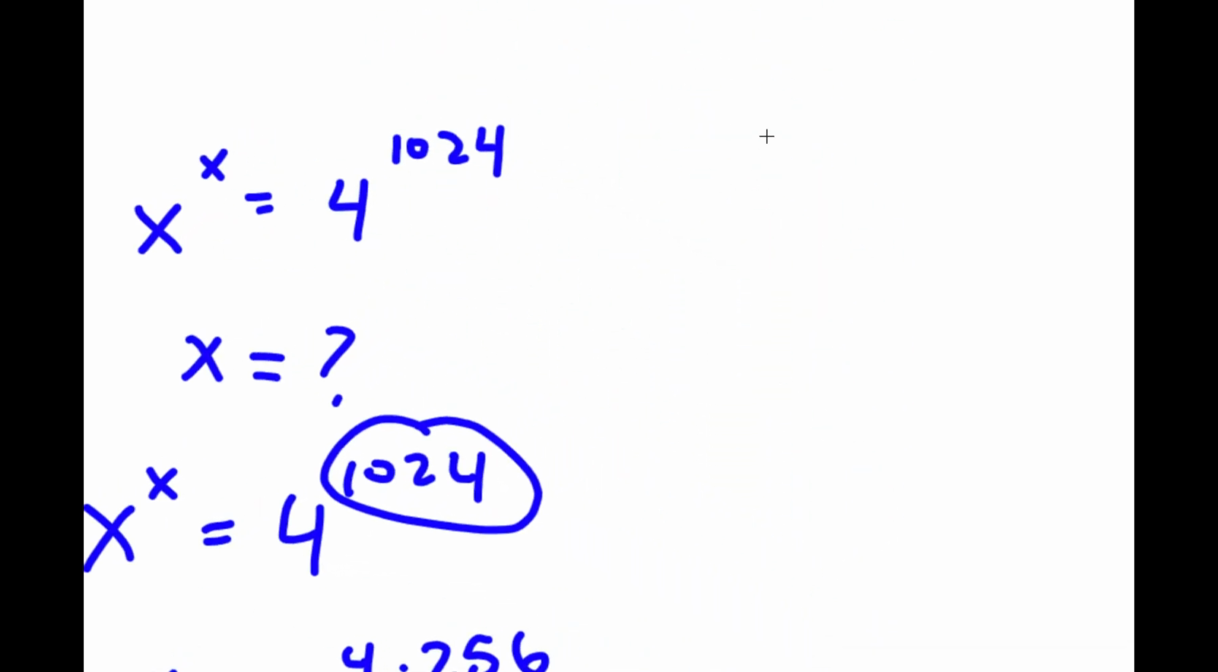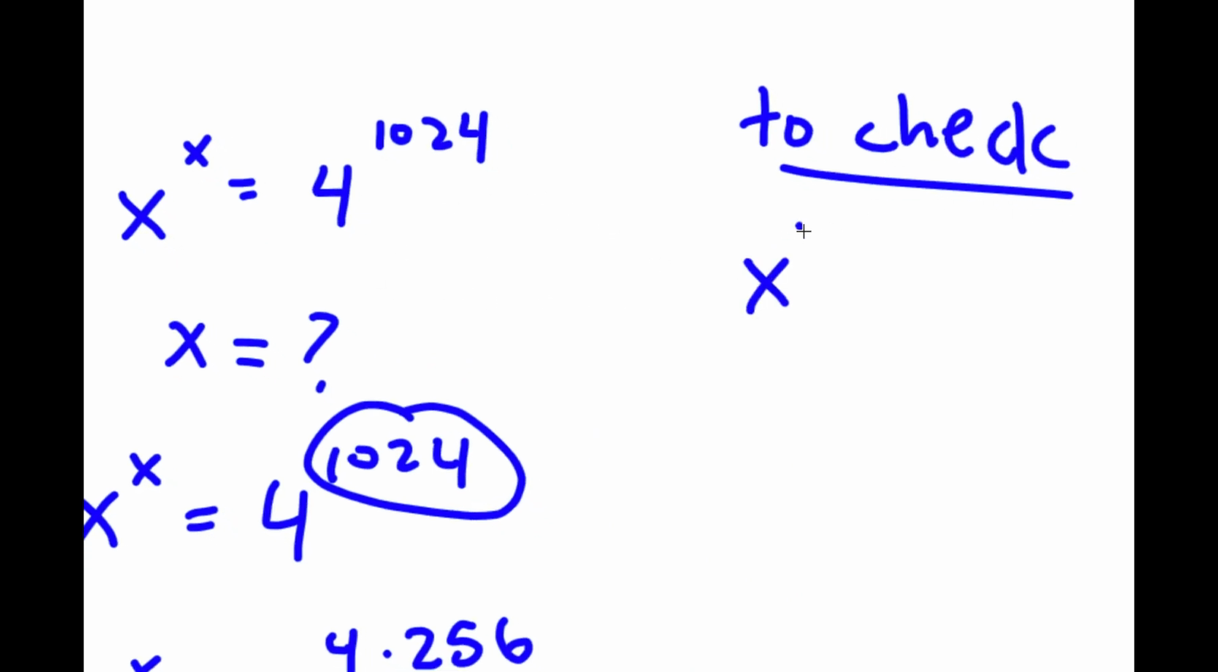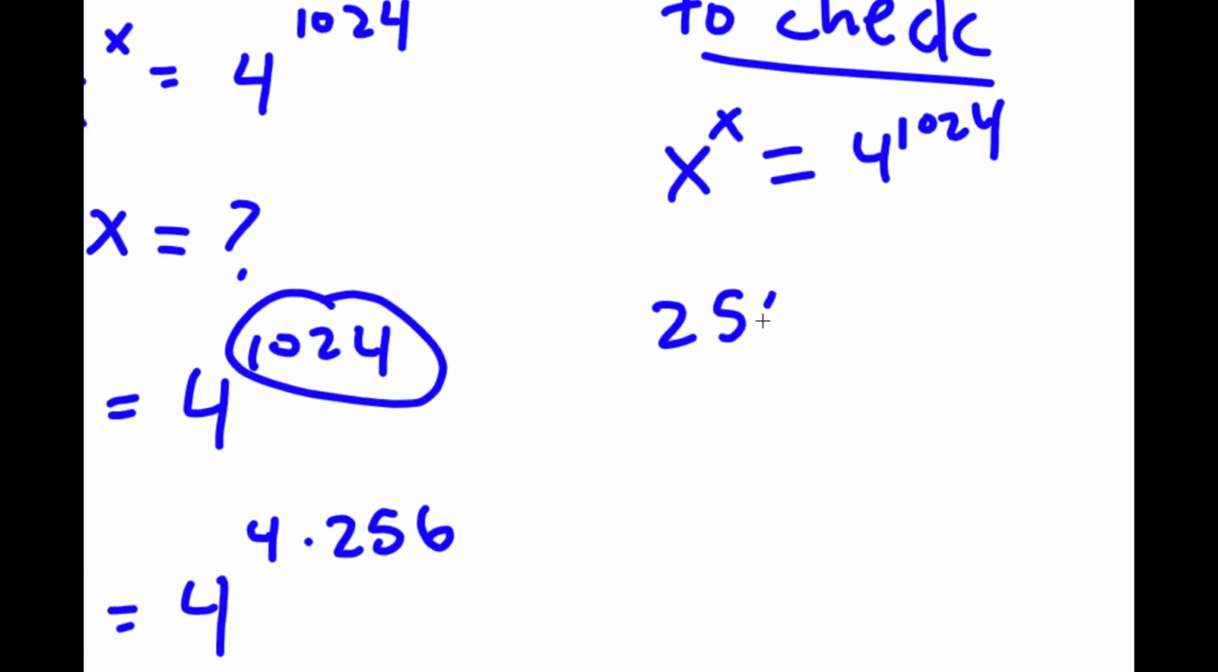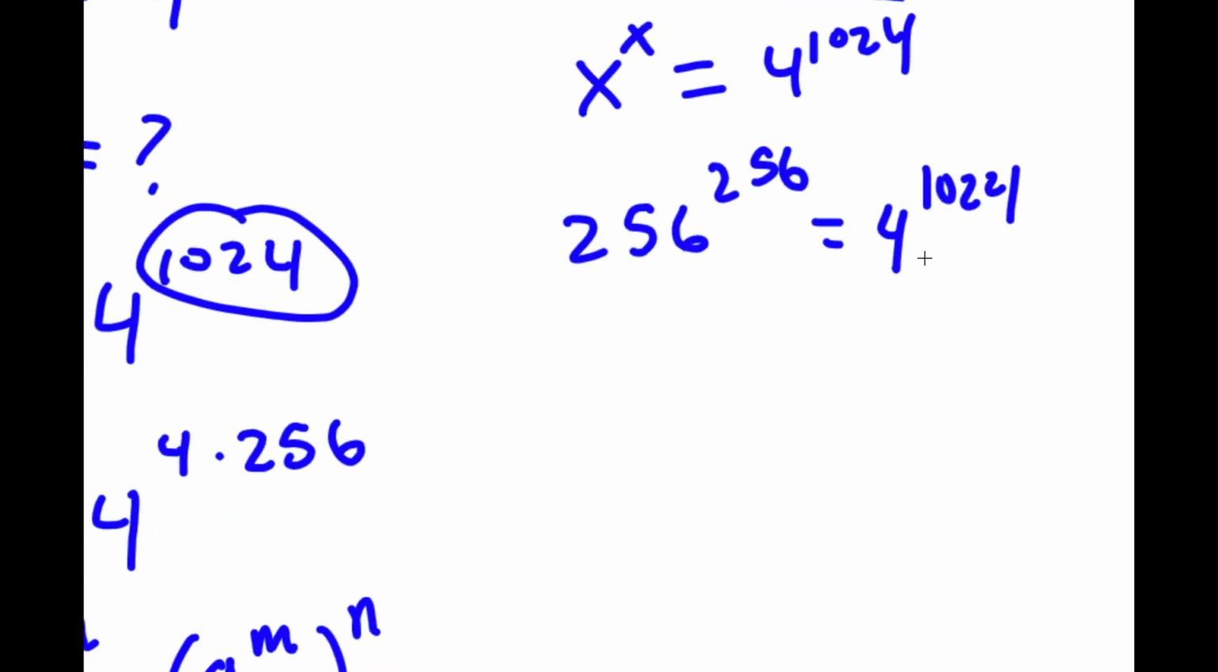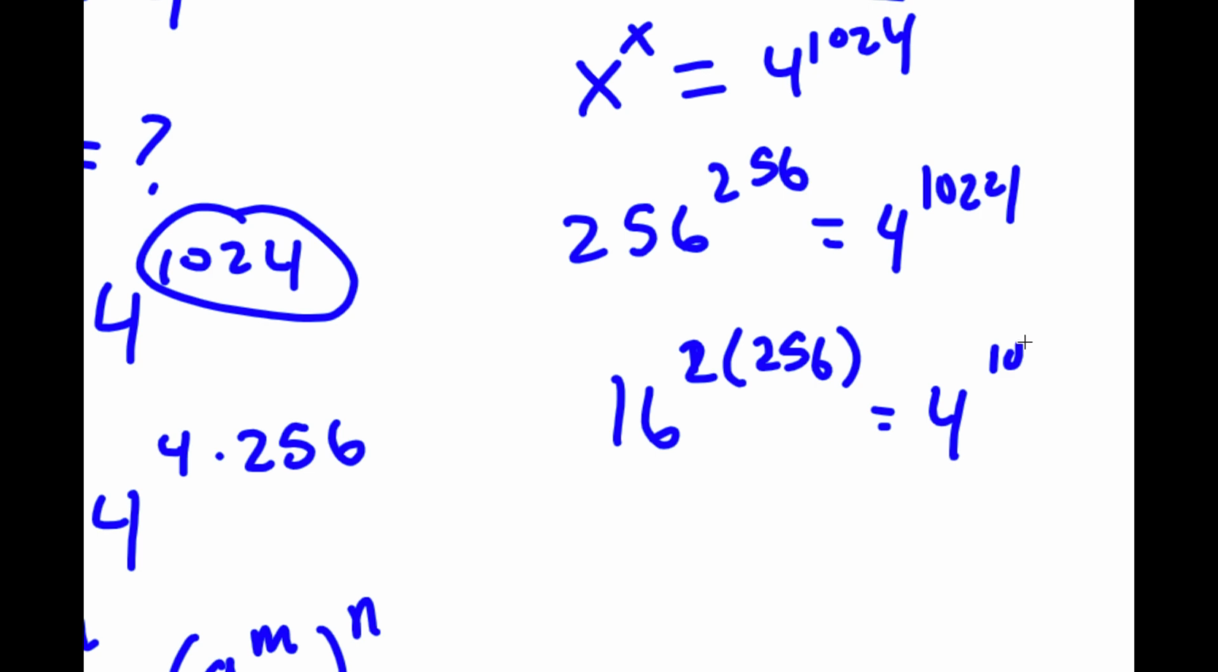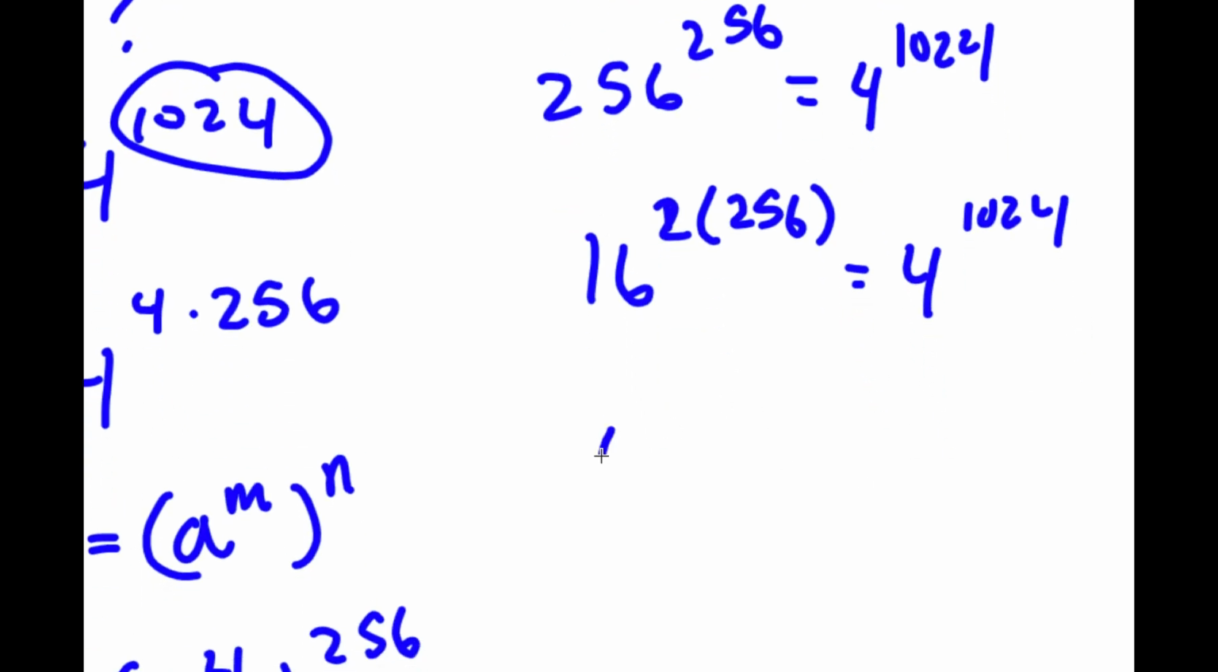Now, to check, I have x to the power of x is equal to 4 to the power of 1024. We know that x is 256, so I have 256 to the power of 256 is equal to 4 to the power of 1024. Now, 256 is the same as 16 squared, so I have 16 squared times 256 is equal to 4 to the power of 1024, and 16 is the same as 4 squared, so I have 4 to the power of 1024 is equal to 4 to the power of 1024.